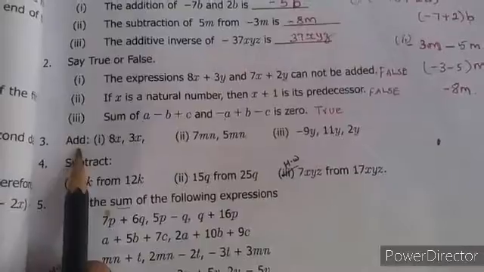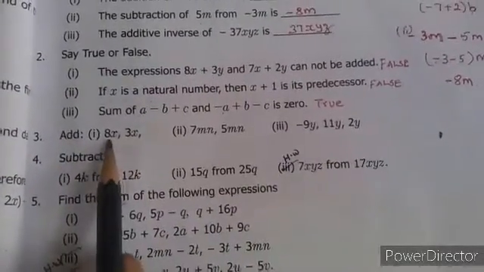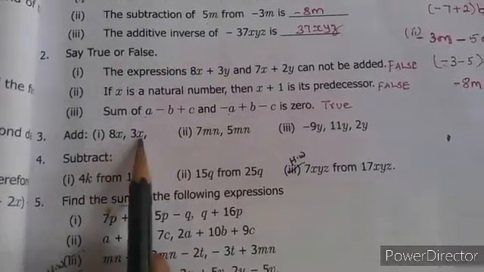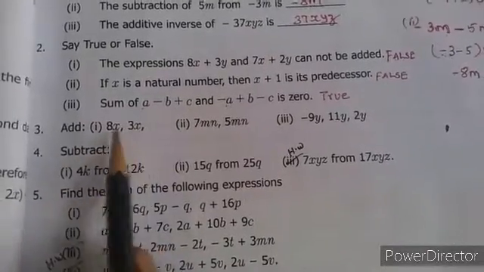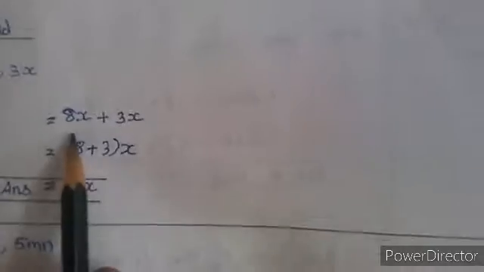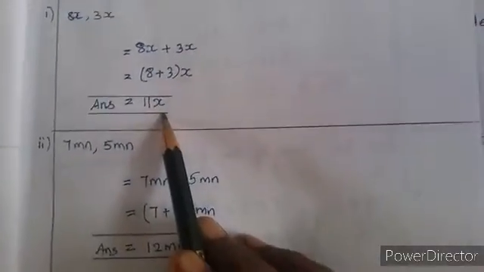Number 3, add 8x, 3x. So first step, we have to check whether they are like terms, which have the same variables. Yes, they are like terms. So we can add these two given terms. Okay, now 8x plus 3x. So the common variable is x. 8 plus 3 is 11x.